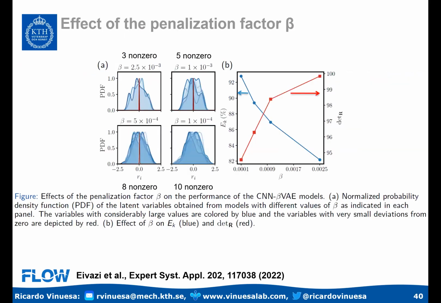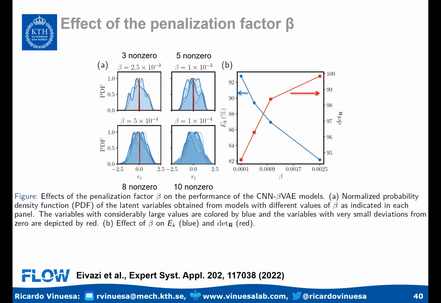This is the effect of the hyperparameter beta. So of course, if I make beta larger, my red line, which is the orthogonality, gets higher. I'm promoting learning more orthogonal modes. But at the same time, when I make beta higher, the blue line, which is the percentage of reconstructed turbulent kinetic energy, gets smaller, because the reconstruction loss gets less weight, and the model is trying to learn modes that are more orthogonal. So of course, you want to find a sweet spot in this figure.